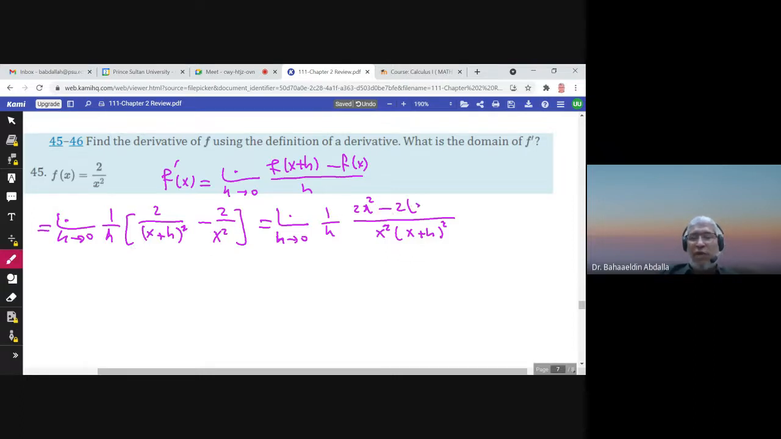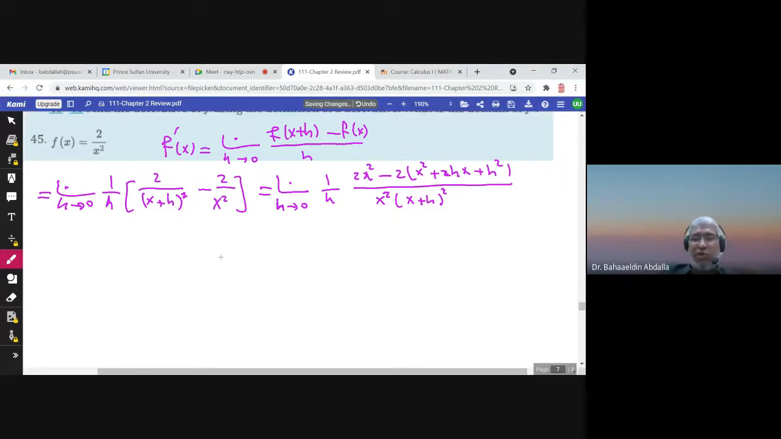I have x squared plus 2hx plus h squared when I expand (x plus h) to the power 2. So I'll have 2x squared minus, let me multiply by negative 2, 2x squared minus 2 times 2, negative 4hx, negative 2 times h squared. These two cancel.